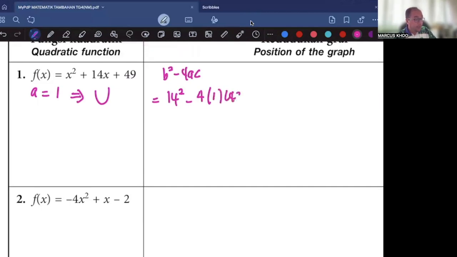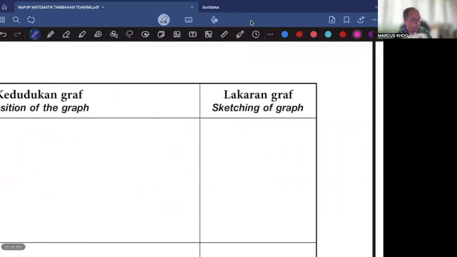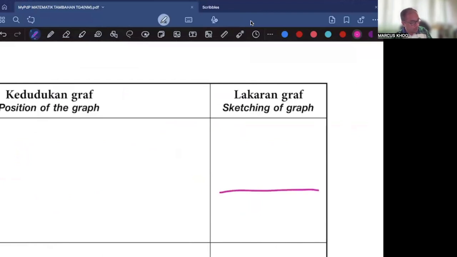1 times 49. You calculate this, it will be exactly equal to 0. So it's a U-shaped graph with b squared minus 4ac equal to 0. What does 0 mean? Real and equal roots. Real and equal roots means our graph only touches the x-axis at 1 point.